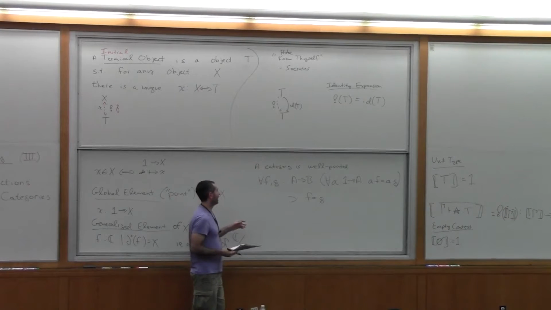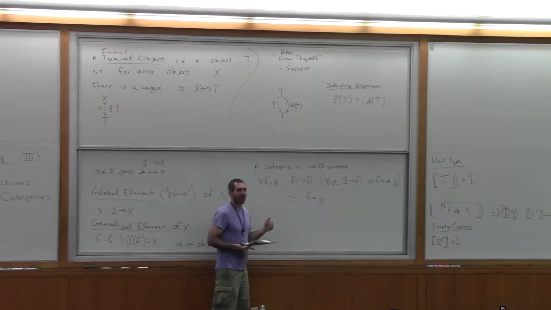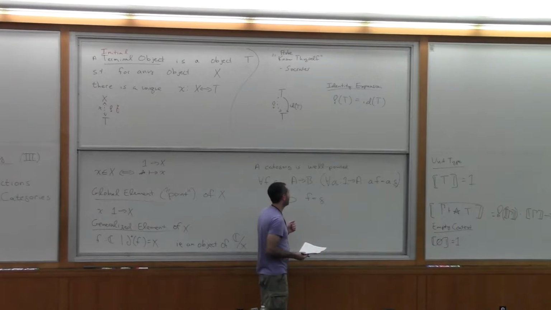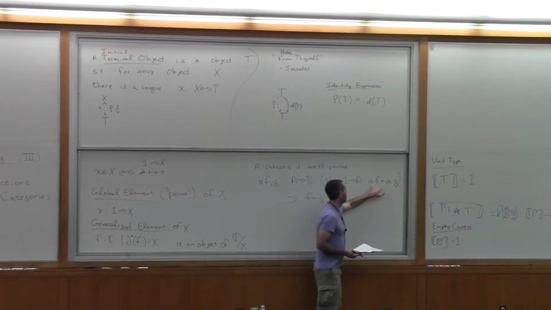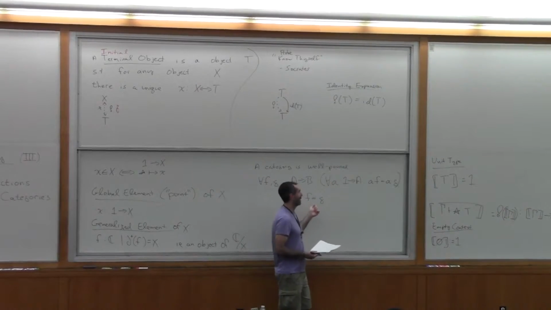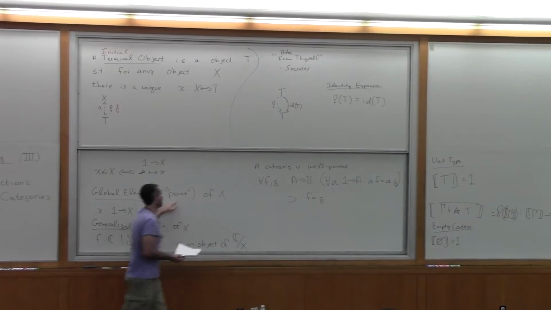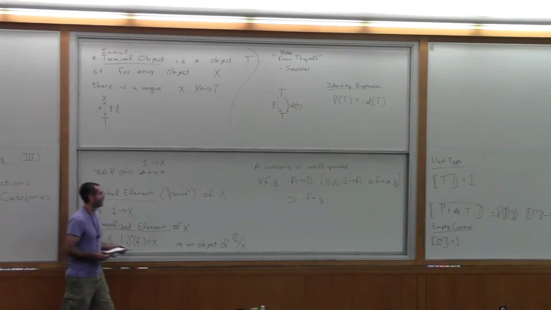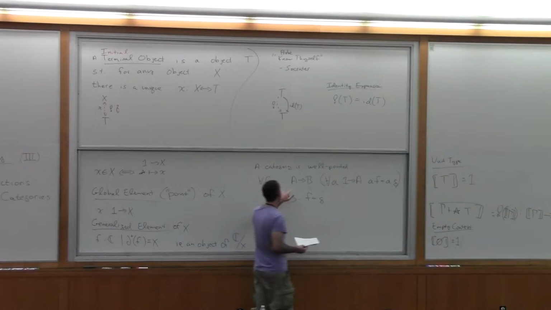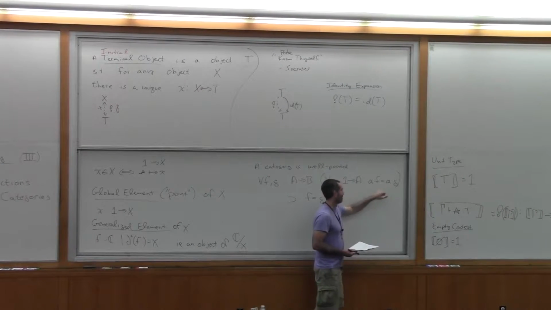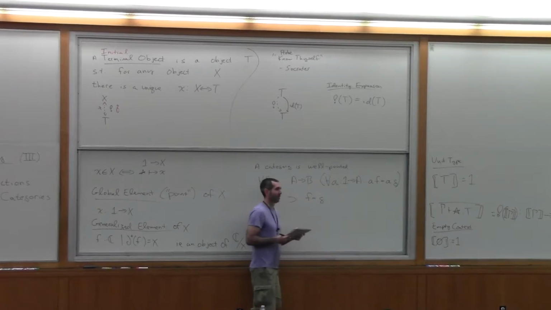Okay, so this is like the function extensionality in Set. Remember that function extensionality in Set said that if two functions agree on all points, then they're the same. And this is just saying the same thing, except it's using this notion of point, namely a global element. So it's saying if two maps agree on all the global elements, then they must have been the same to begin with.